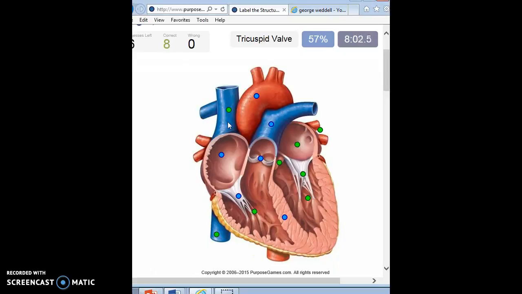The superior vena cava is one of the two main veins bringing deoxygenated blood from the body to the heart. Veins from the head and upper body feed into the superior vena cava, which empties into the right atrium of the heart.